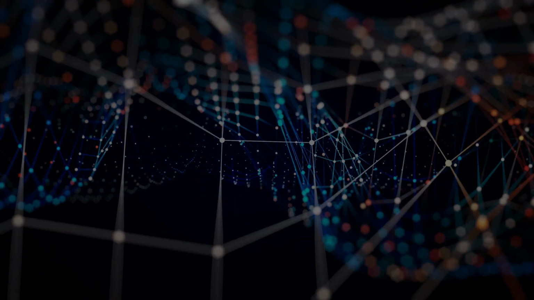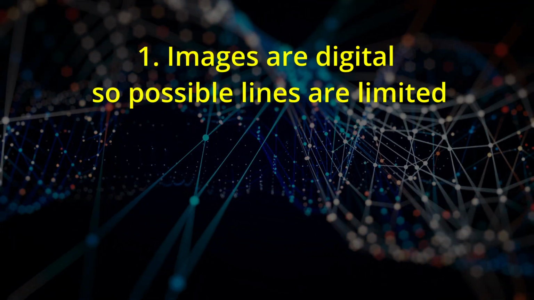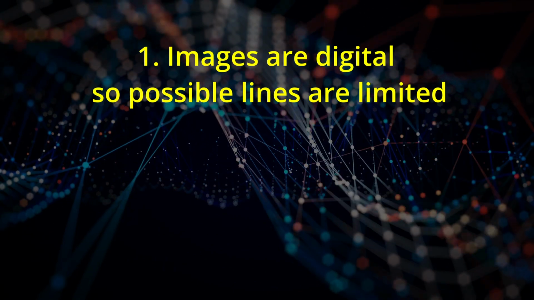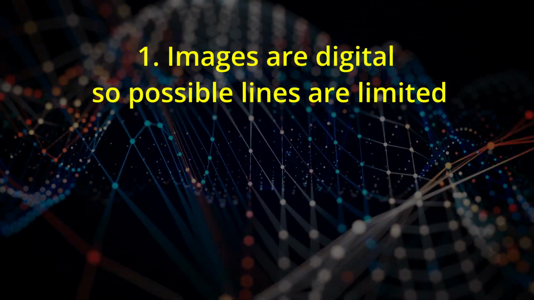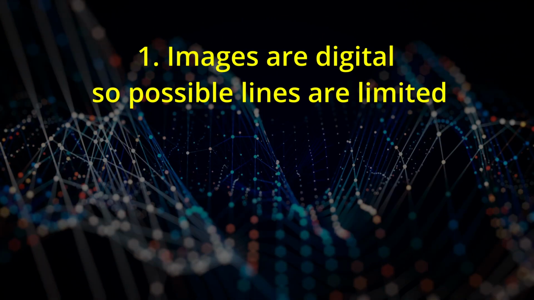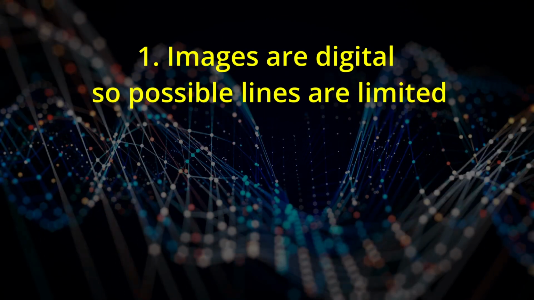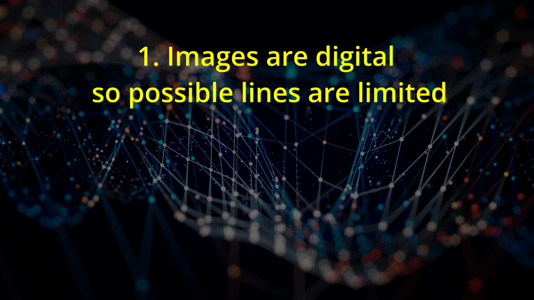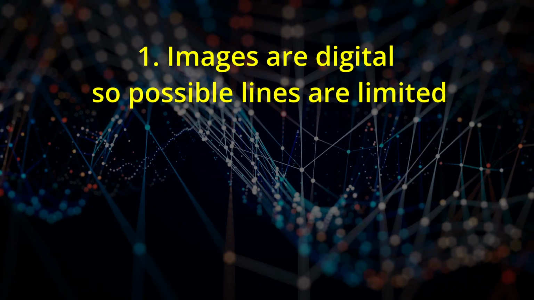First, you may have considered that there are an infinite number of lines which might go through any single point in space. But there's great news for computers because since our images are digital and are composed of pixels, there are a limited number of lines which might possibly be represented.